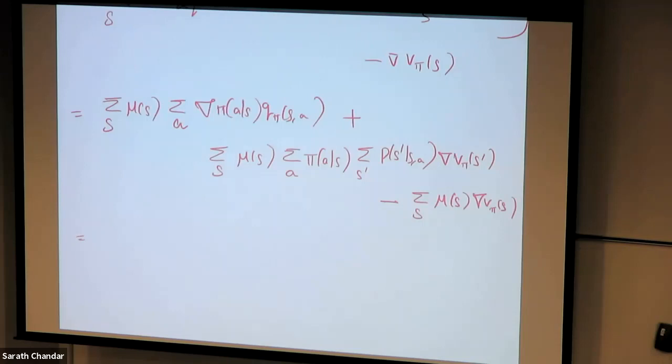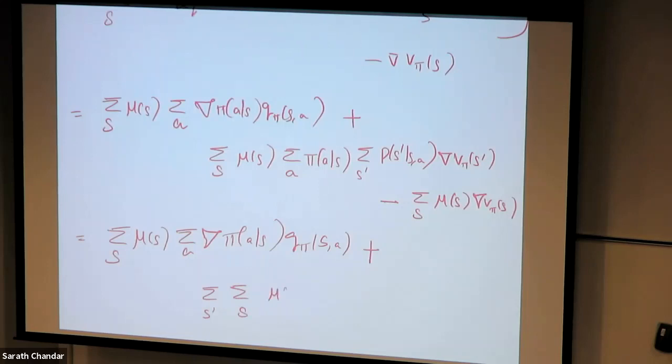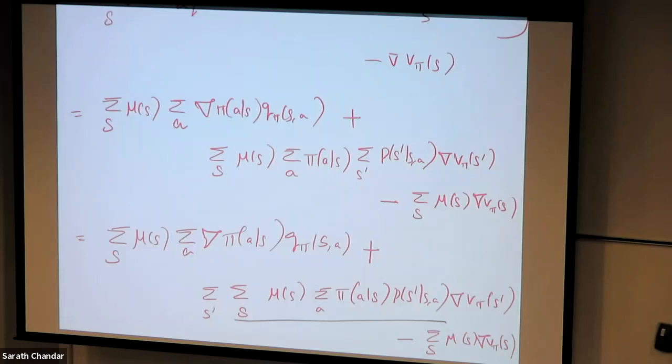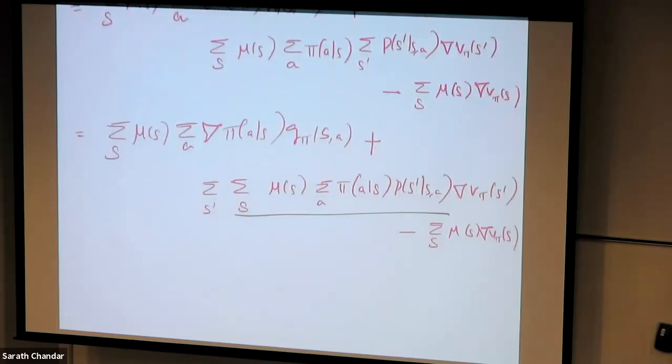Now I can do a little bit of restructuring here. So summation over s, mu of s, summation over a, Q pi of s comma a, the same thing. Plus, for the second term, I can move summations around. So this becomes summation over s dash, summation over s, mu of s, summation over a, pi of a given s, p of s dash given s comma a, gradient V pi of s dash, minus summation over s, mu of s, gradient V pi of s. Now, what is this particular thing? It is mu of s dash, right?